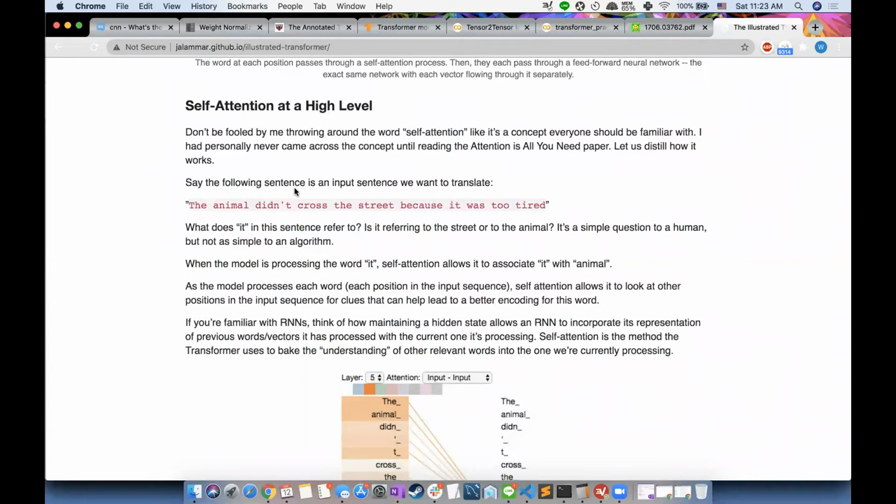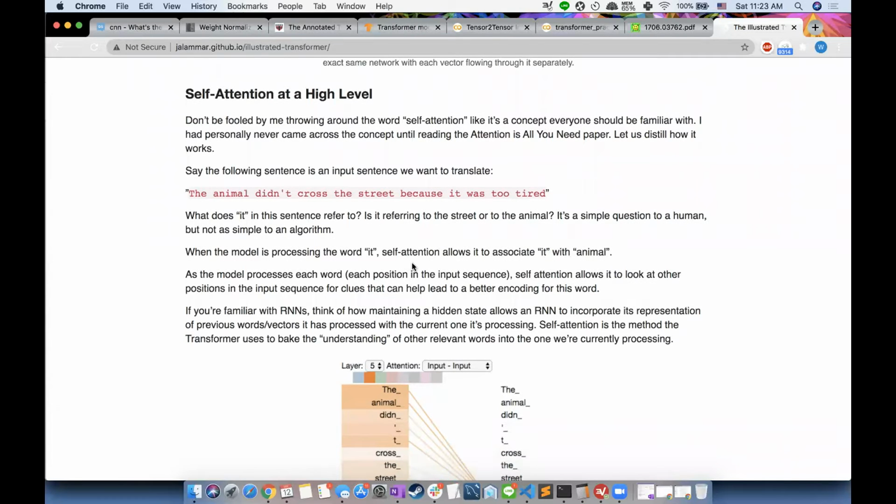Say the following sentence is an input sentence we want to translate. The animal didn't cross the street because it was too tired. What does "it" here in the sentence refer to? Well, the animal didn't cross the street because it was too tired. So it refers to the animal, right? But how do we let the machine know that? Is it referring to the street or to the animal? That's a simple question to a human, but not as simple to an algorithm or a machine.